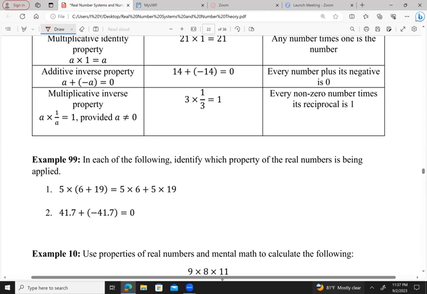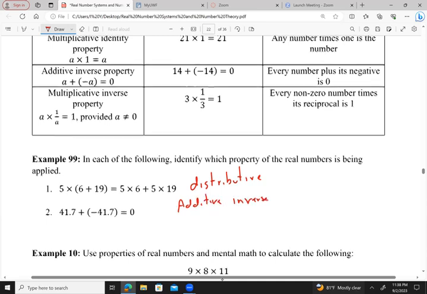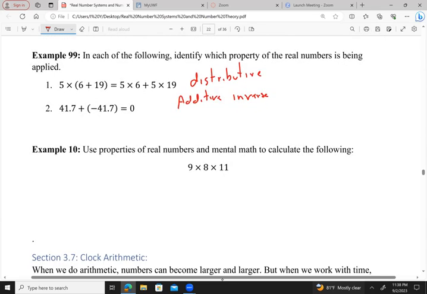So in each of the following, identify which property of real numbers is being applied. So what am I doing? 5 times (6 plus 19) equals 5 times 6 plus 5 times 19. This is distributive. We're distributing a 5. 41.7 plus negative 41.7 equals 0. This is additive inverse. Okay.